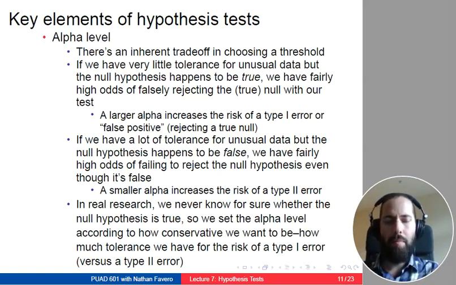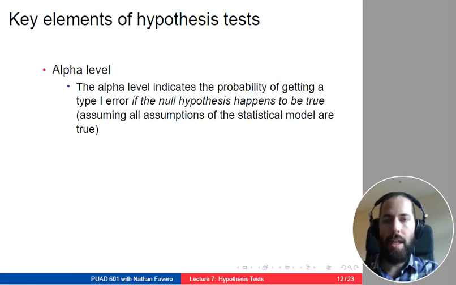We'll have lots of examples of hypothesis tests throughout the rest of the semester, and so we'll get lots of chances to think about what having a higher or lower alpha level means. Right now, we're just trying to explain the theory in this video. So technically, if we want to give a formal definition, the alpha level indicates the probability of getting a type 1 error if the null hypothesis happens to be true.